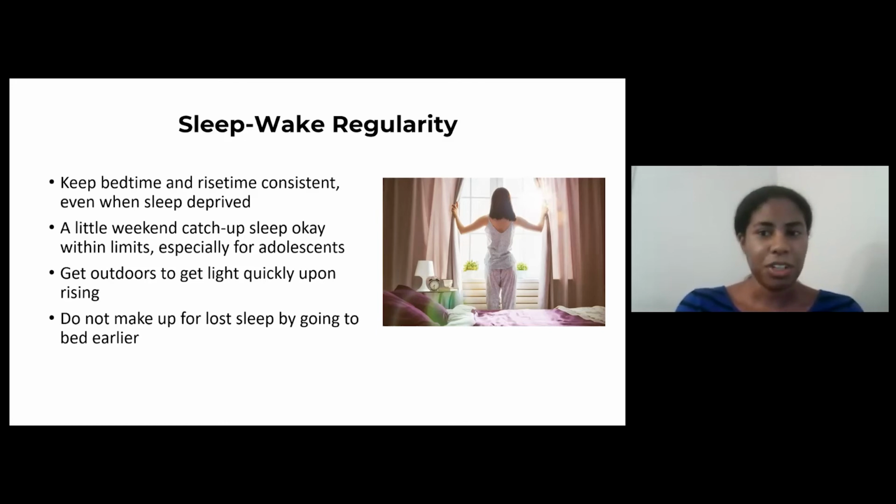In some cases, a little bit of weekend catch-up sleep can be okay within some limits for adolescents. So within 2 hours, basically. If the normal rise time is 7, it might be okay to wake up at 9 on Saturday and Sunday, but not noon, because that causes problems in maintaining a late bedtime. It's also important to get outdoors to get light quickly upon waking. That's all about our circadian rhythm as well. And again, just don't make up for lost sleep by going to bed earlier.